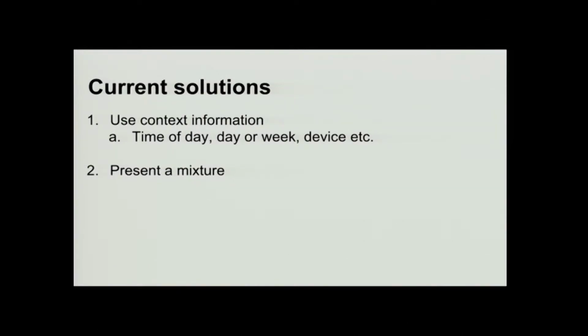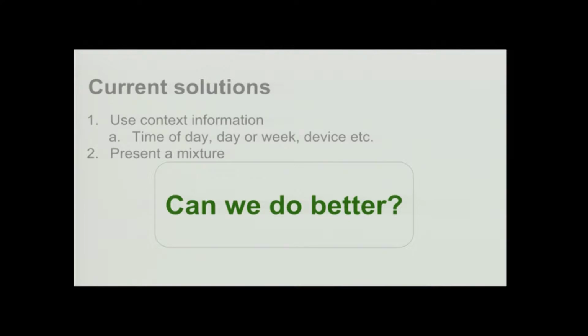Usually, this is addressed by using some context information, for example, time of day, day of week, location, device, etc. But this just gives us some hints about how to guess and some prior knowledge. It doesn't really solve the problem. So oftentimes, the system ends up presenting a mixture, putting some action movies here, comedies there, and hoping that one of them will work. So can we do better here? How can we understand user intentions better?